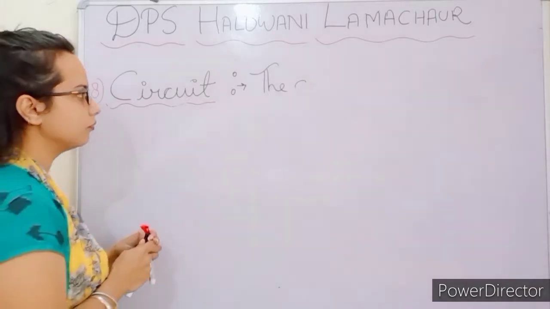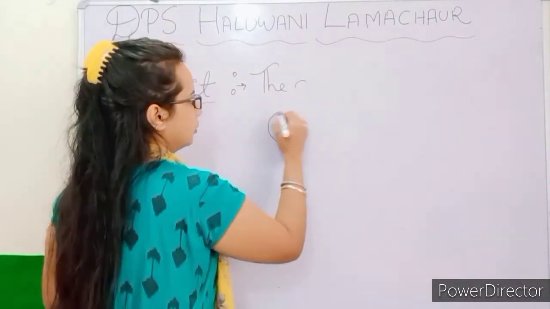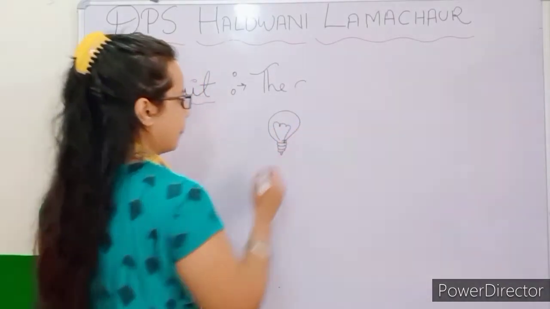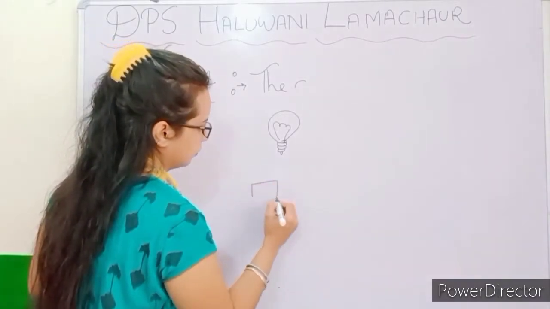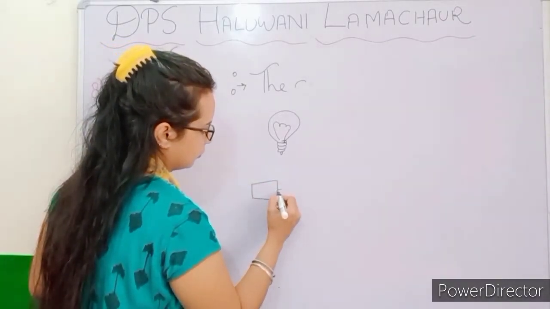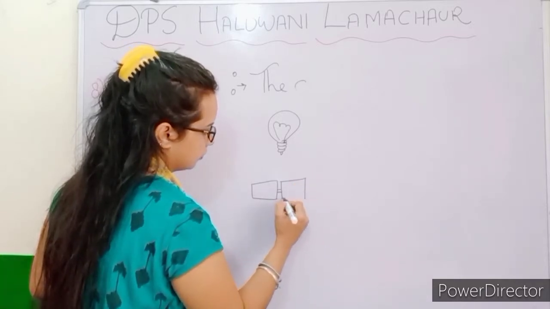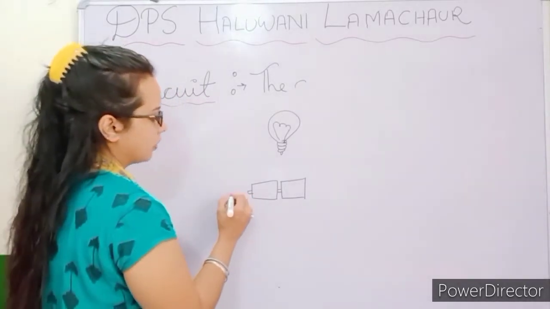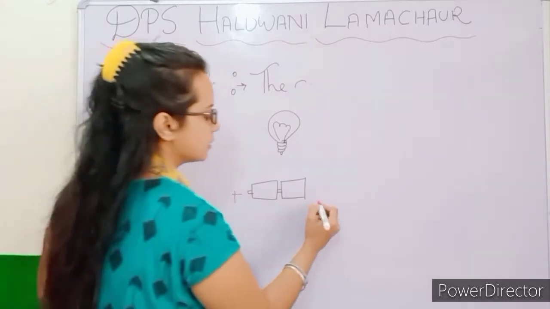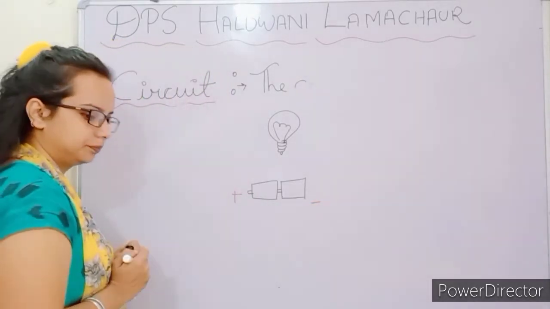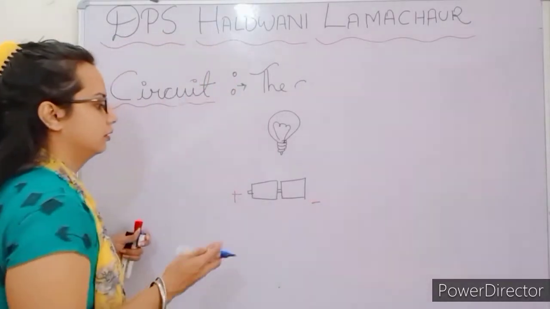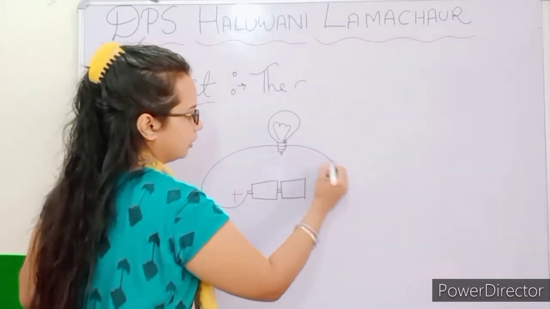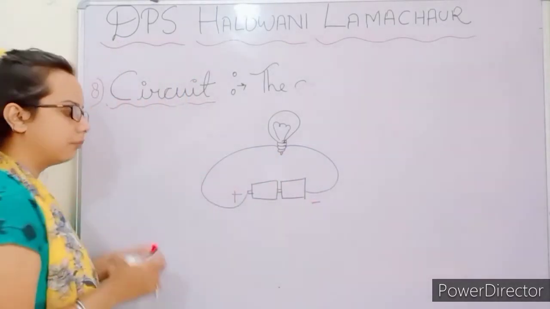Okay, so this is a bulb, and these are the batteries. This one is the positive terminal and this is the negative terminal. I have connected the wires from here and here. So this is a complete circuit.